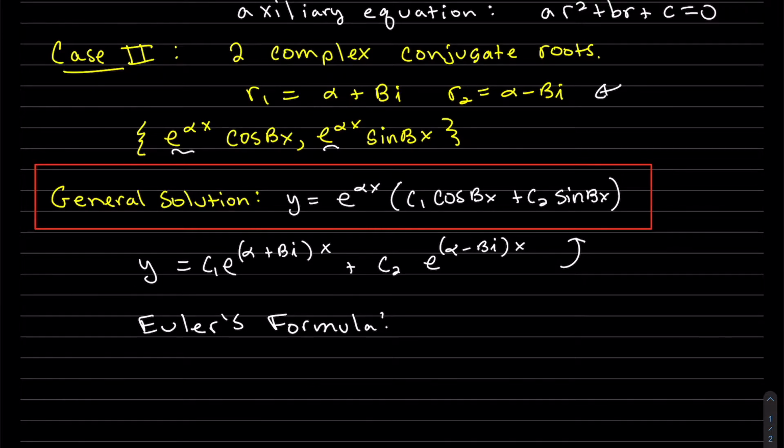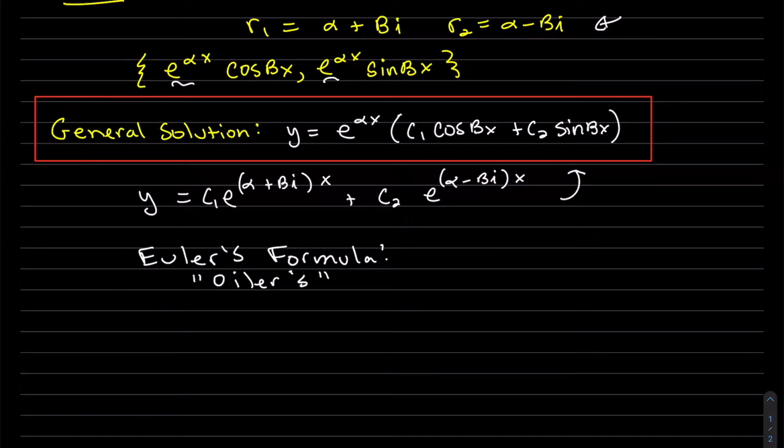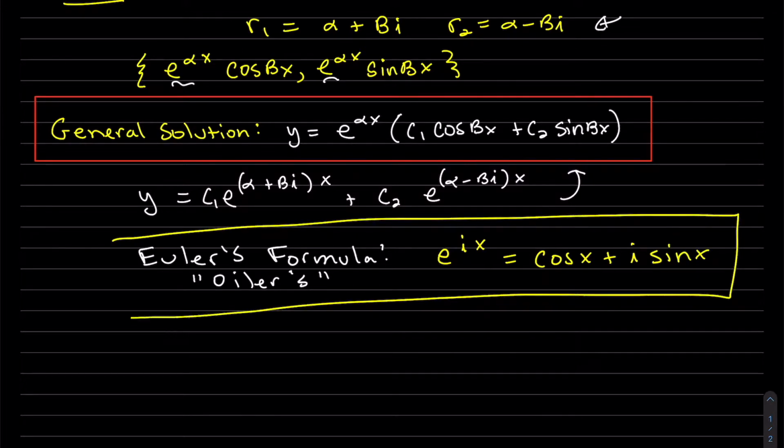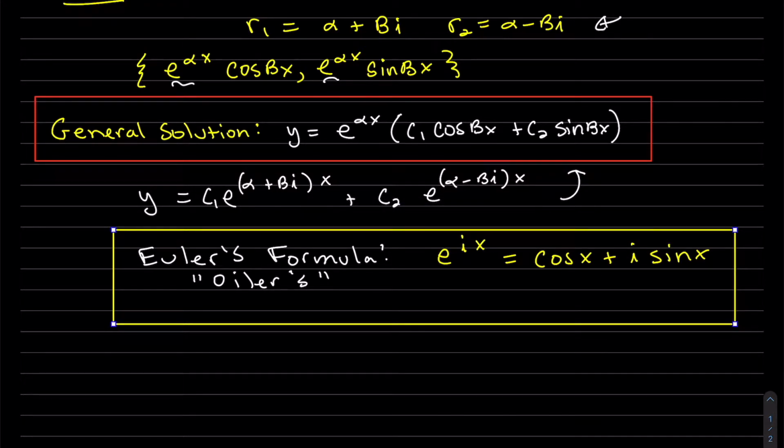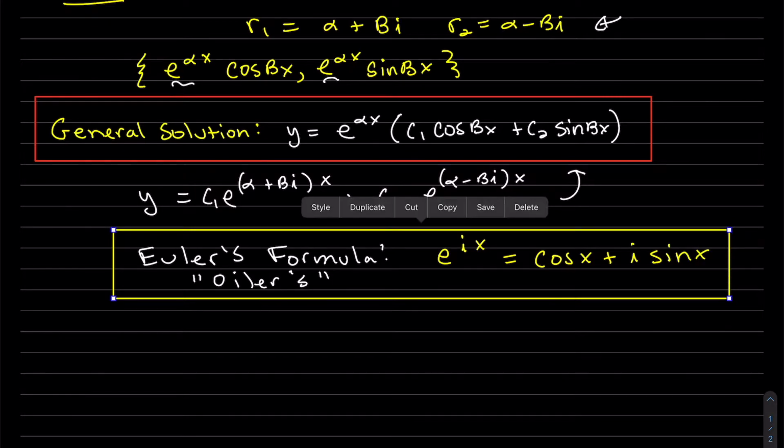If you've never seen this, it is Euler's, which sounds like Oilers. And Euler's formula is e to the ix equals cosine of x plus i sine of x. So what I'm going to do first, before we go anywhere, is prove Euler's formula using some techniques from Calculus 2, from the series. So here's the proof.